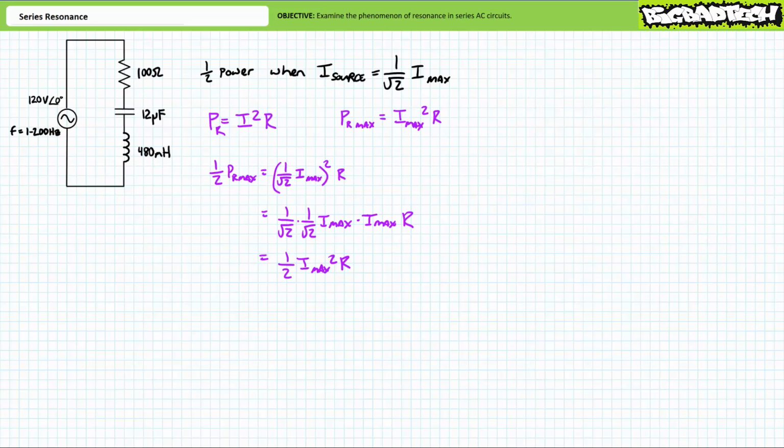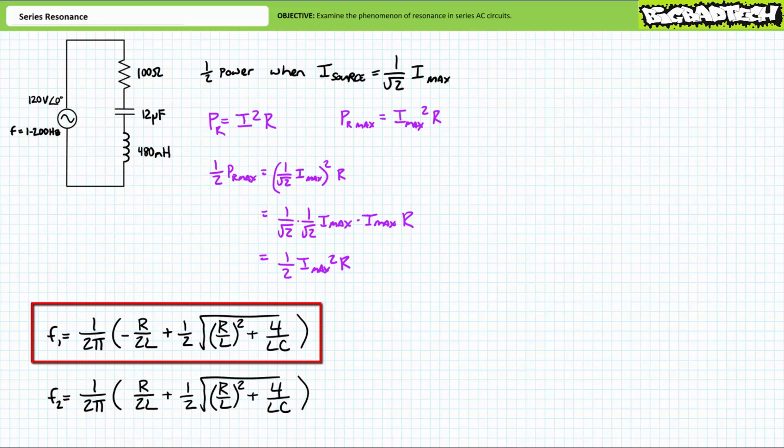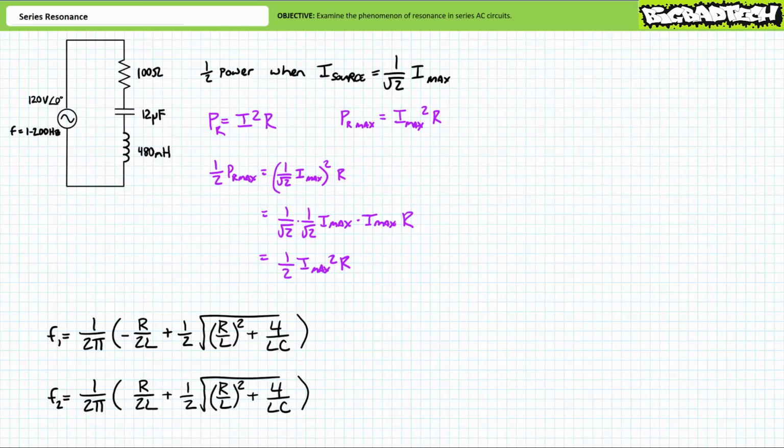What are these half power cutoff frequencies? I will skip the derivation because I don't have all day, but the lower half power frequency F1 can be calculated using this weighty formula, and the upper half power frequency F2 can be calculated using this similarly weighty formula. Notice these two formulas are almost identical, and only a small, easily overlooked negative sign differentiates the two. Don't screw up the formula by overlooking the negative sign.